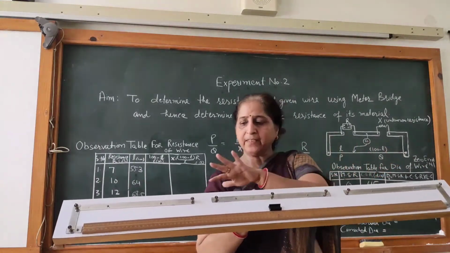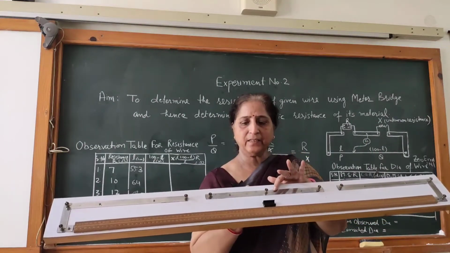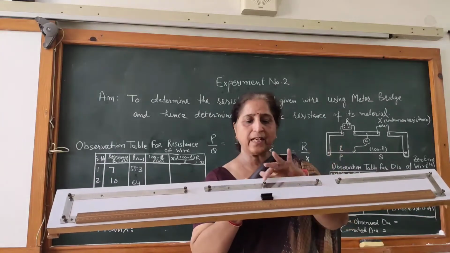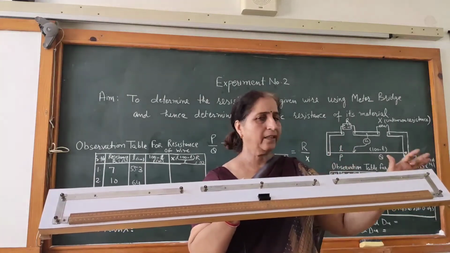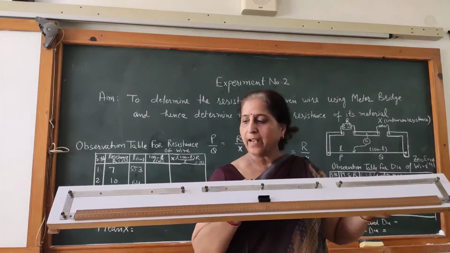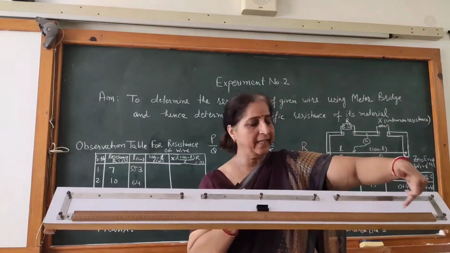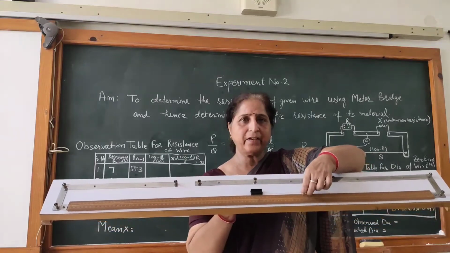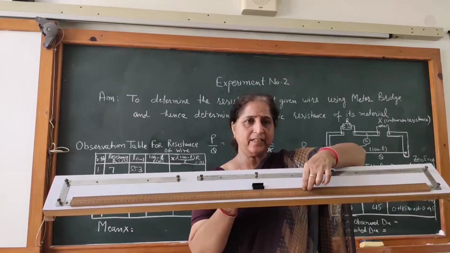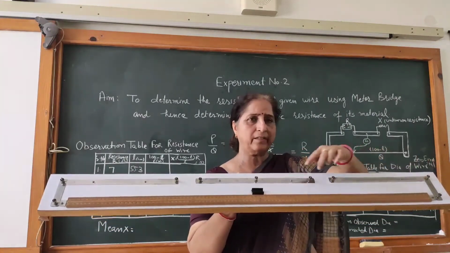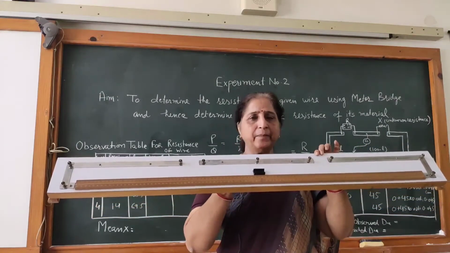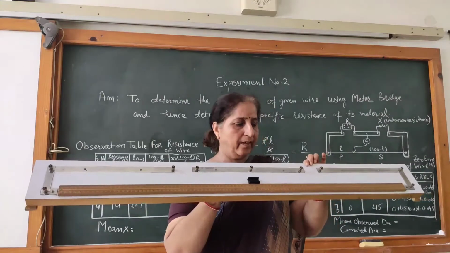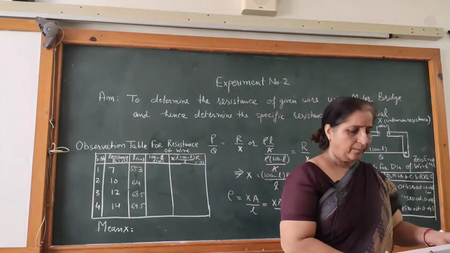On the L-shaped metal strips as well as on the straight strip, you can observe terminals are provided to make the connections. And here a meter scale is given, over which you can see a thin wire which is stretched. This is a 1 meter long wire. So this is actually the meter bridge which you have to use in this experiment. Apart from this, many other things will be required.